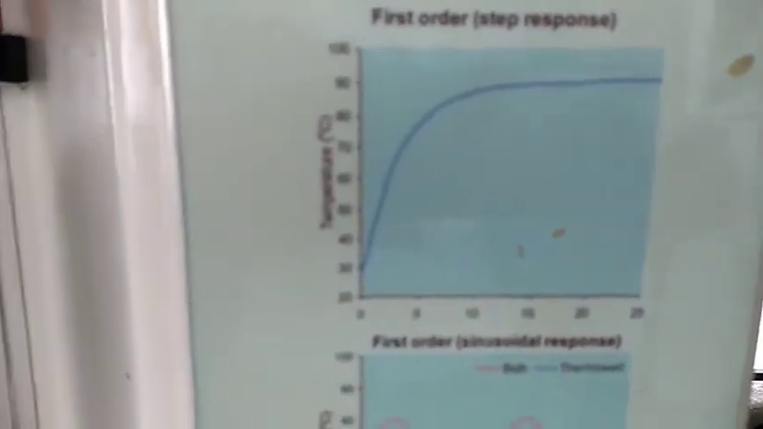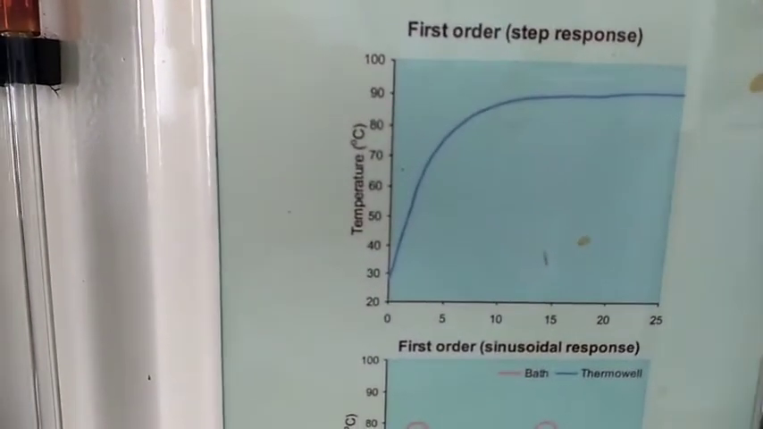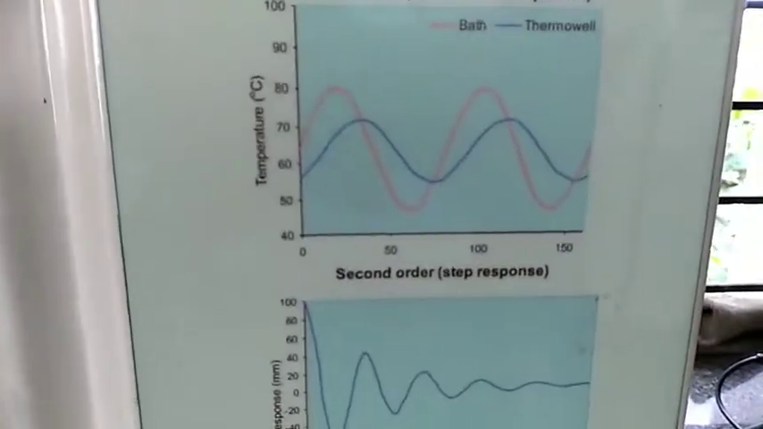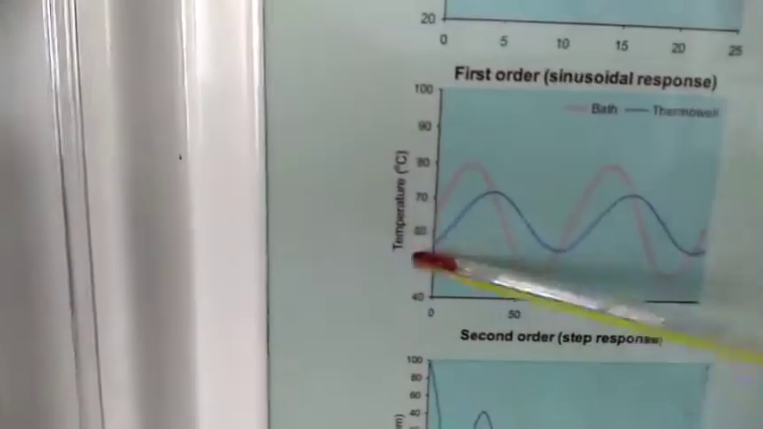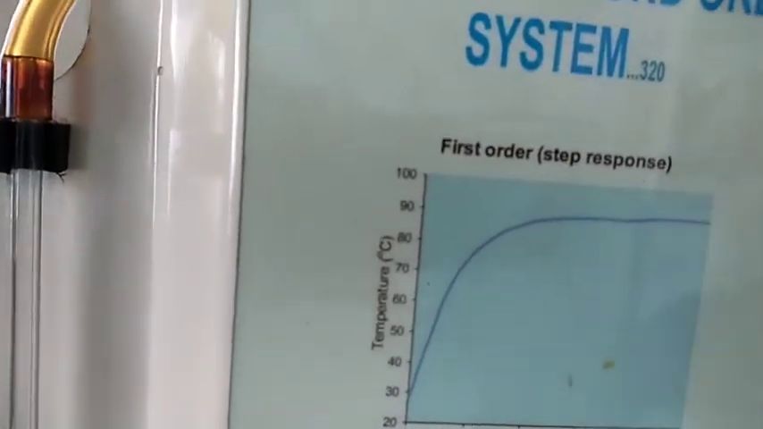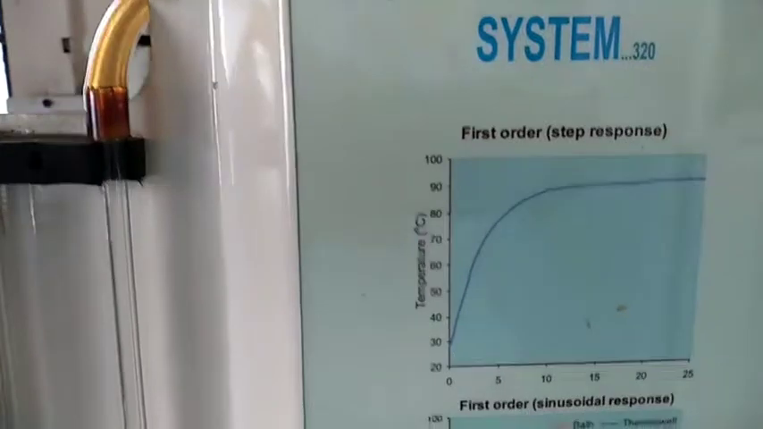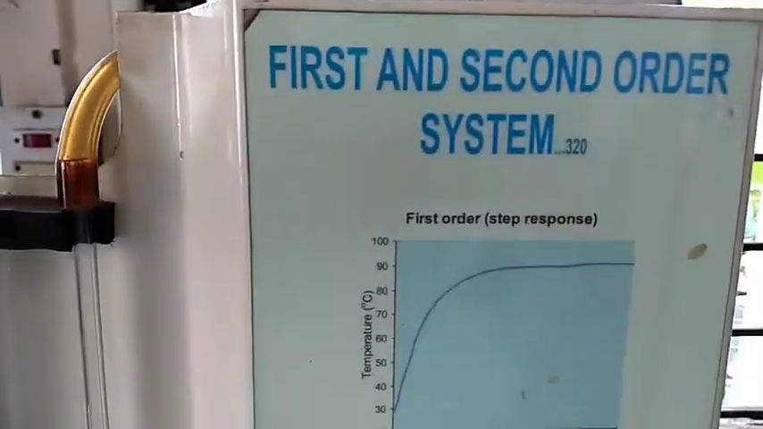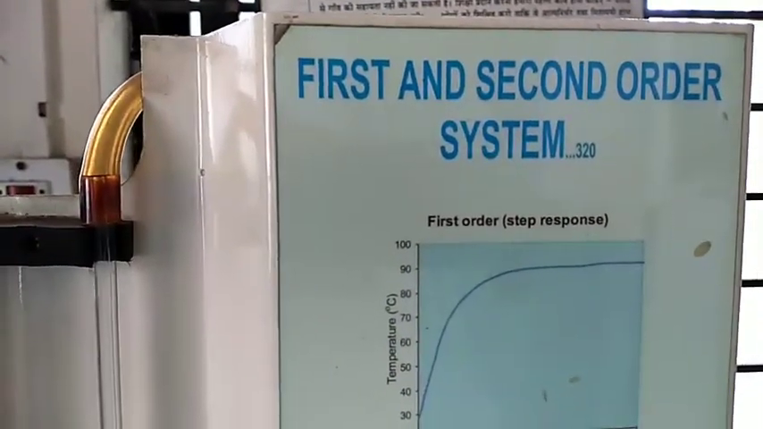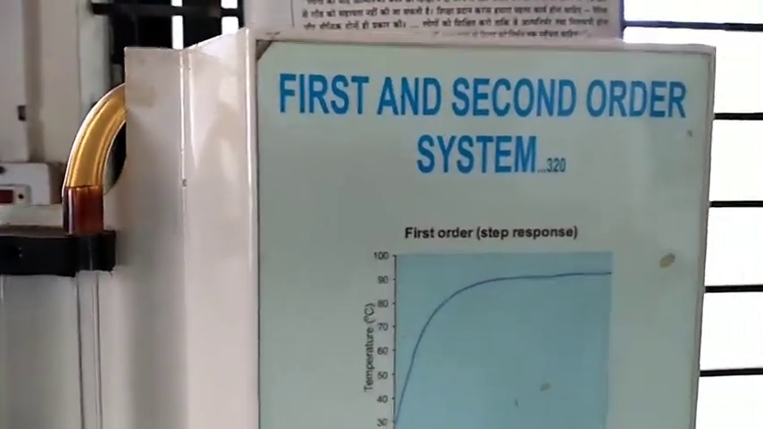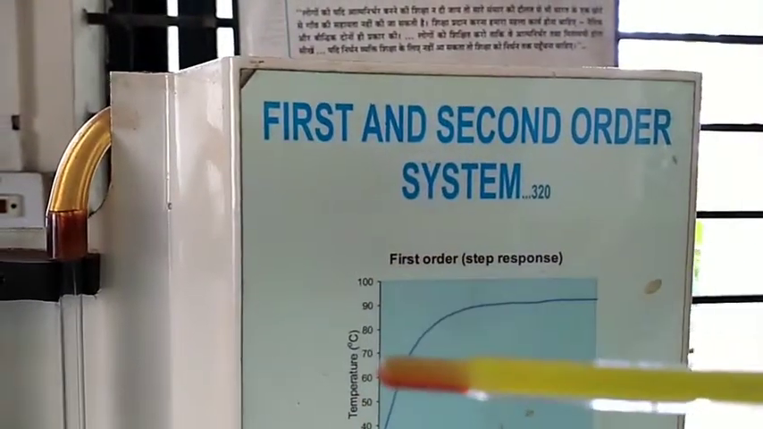So therefore you can see here, this is a type of response. You can see this is a step input, and if you come here, it is a sinusoidal input. Sinusoidal means it is cyclic, and this is step. So we are going to discuss the step response of a given system. So therefore today's experiment is to understand the step response of a given thermometer.